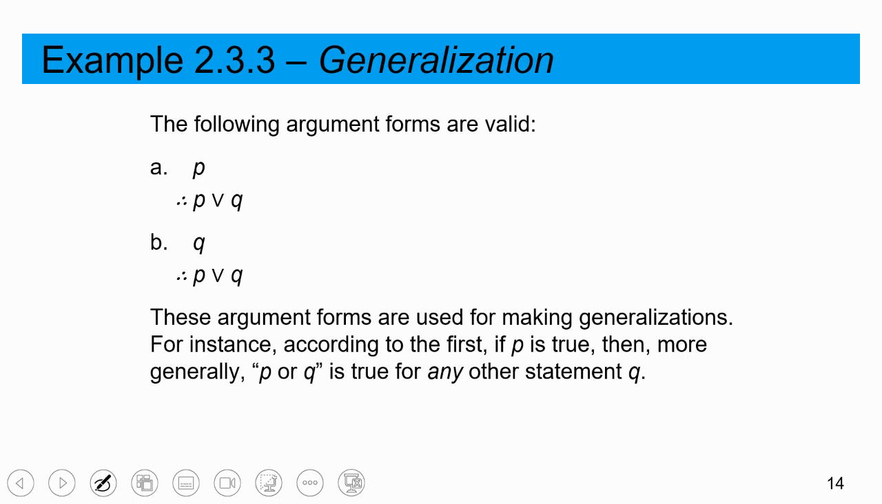So think about this. We know P is true. We can conclude that P or Q is true. Makes sense, right? Because for P or Q to be true, only P or Q has to be true, and we already know that P is true. So regardless of if Q is true, P or Q must be true. And then the same thing, the other statement just says if Q is true, then certainly P or Q is true for the same reason.